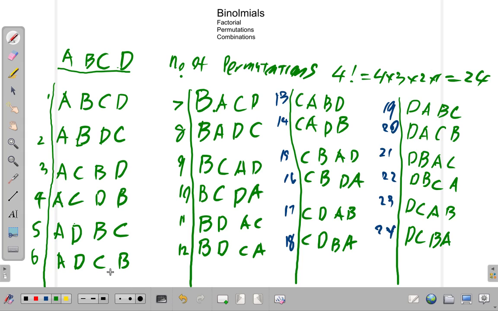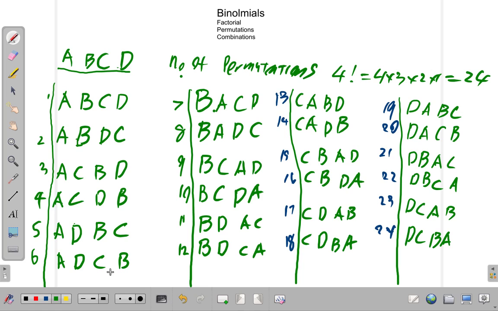Is it really 24? Alright, let's see what other combination or what other permutation we have. Oh, there's no more now. So these are showing evidence that when you have a certain number of items to arrange and the order matters, the number of arrangements you can have would be the number factorial.